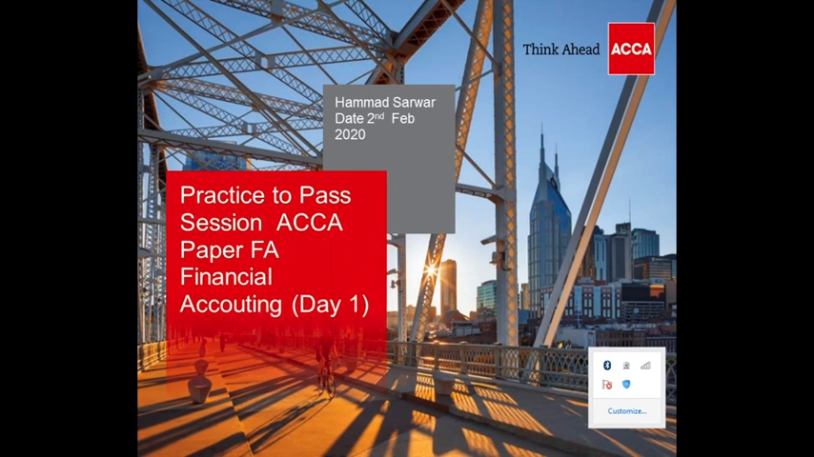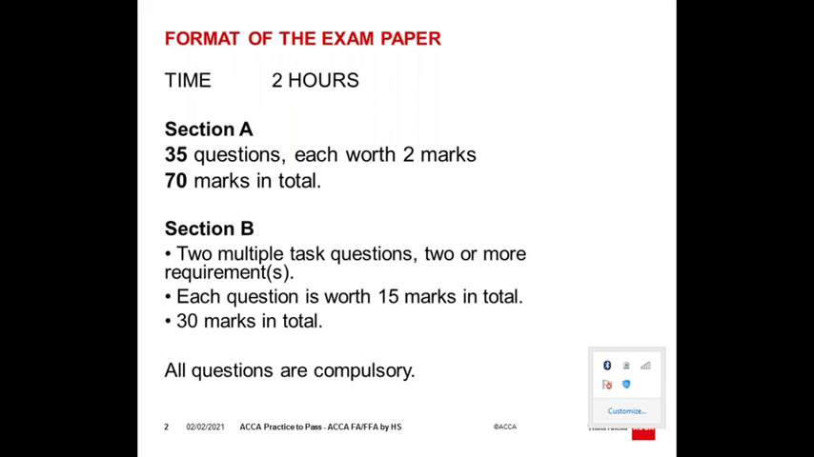Now, the second slide: it's a 2-hour examination, which comprises section A and section B. Section A has 35 questions of 2 marks each. The total weightage of section A is 70 out of 100. For section B, we will have 2 multiple task questions of 15 marks each, and each question has two or more requirements.